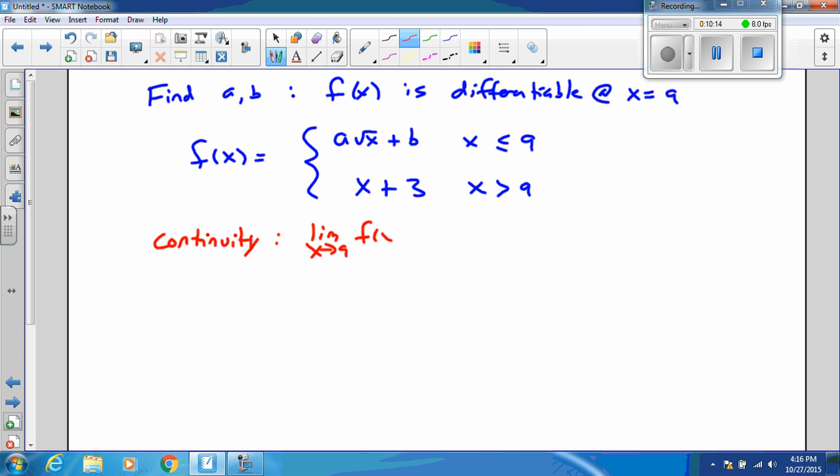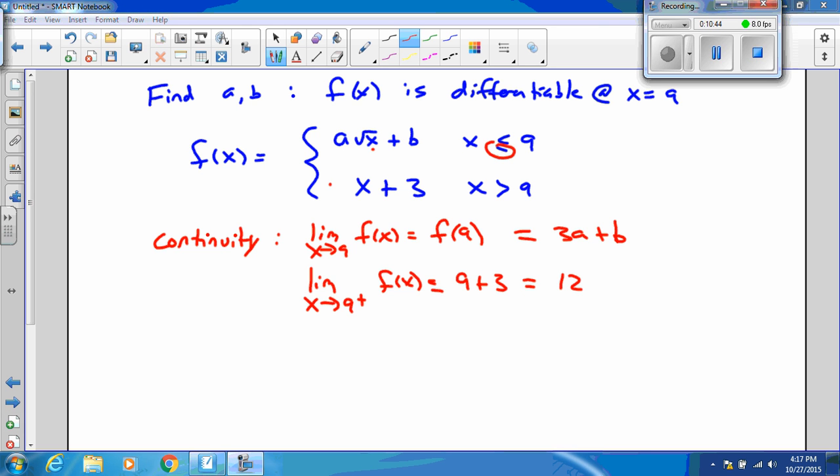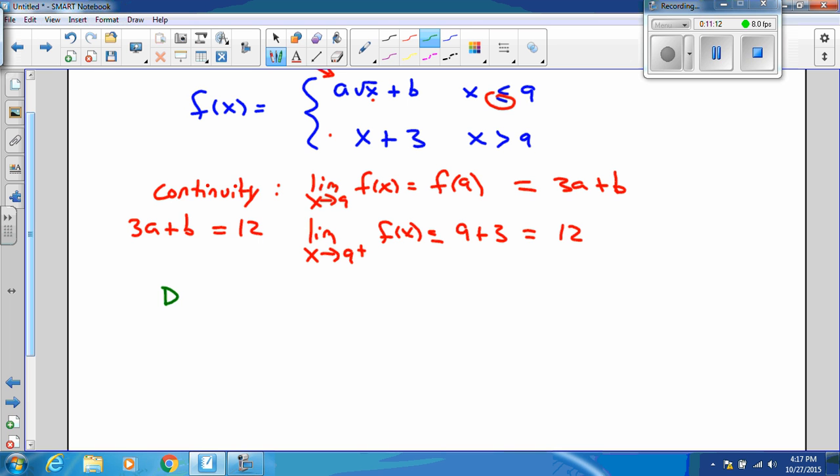Again, we're going to begin with our continuity condition. We're going to require that the limit as x goes to 9 of f be equal to f of 9. And you can see by substituting in x equals 9 into the appropriate piece that f of 9 is equal to 3a plus b. And you can also see that as x goes to 9 from the right, what I get is equal to 9 plus 3, which is equal to 12. I ignore the limit from the left, not because I don't absolutely need it, but because it's going to give me the same value as 3a plus b. And so I set these equal, and I get my first equation, 3a plus b is equal to 12. This is the result of the continuity condition.